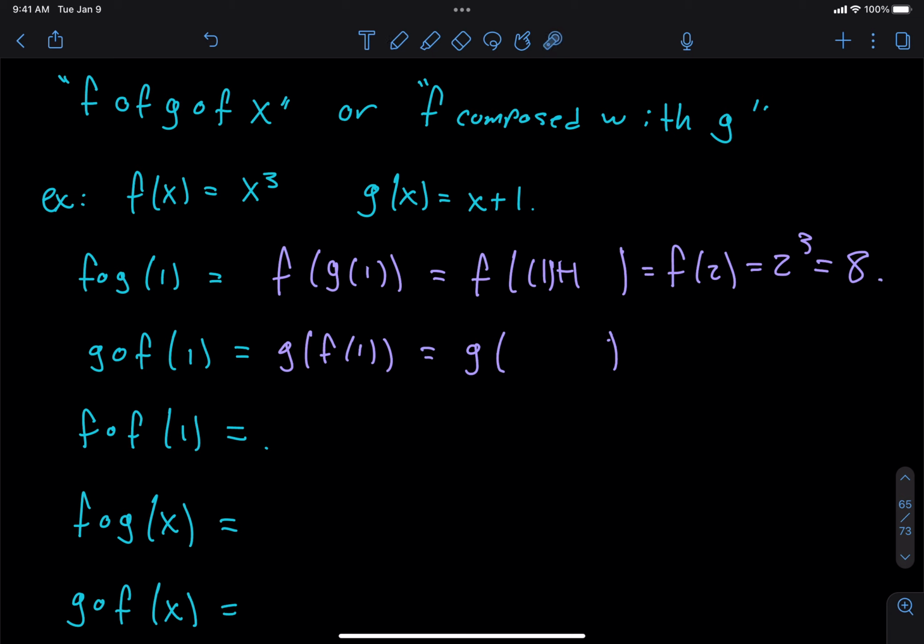So what happens if I plug 1 into the f function? I get 1 cubed, right? Which is just g of 1, which is, as we found out in the last problem, 1 plus 1, which is 2. Okay? So what does this tell us? When I did f of g, I got 8. And when I did g of f, I got 2. So what's the conclusion? Order matters, right? Order definitely matters. We can't just do the functions in any order that we want.